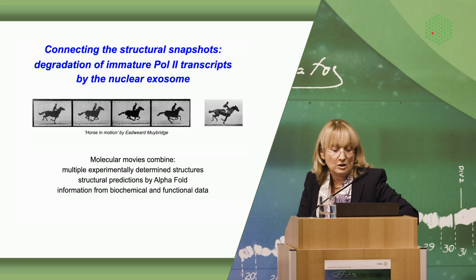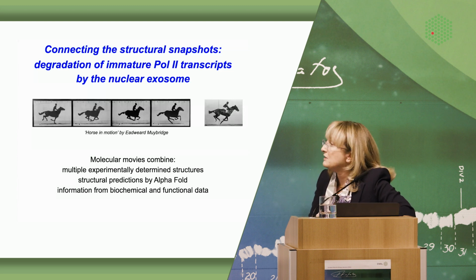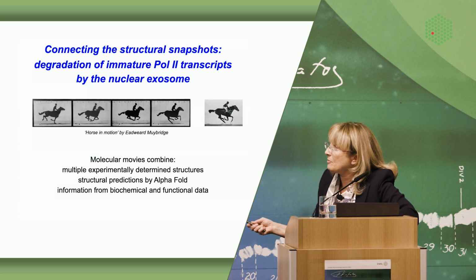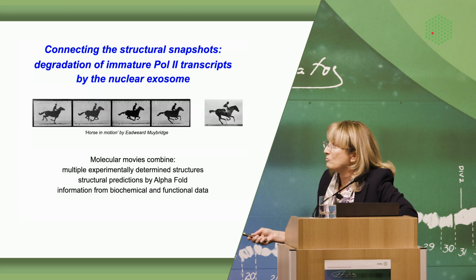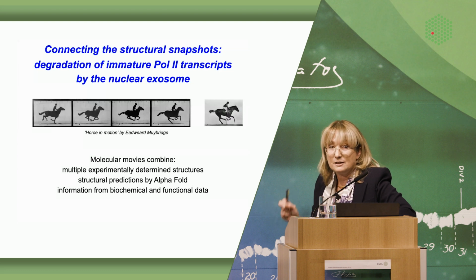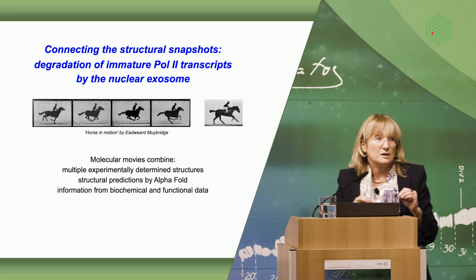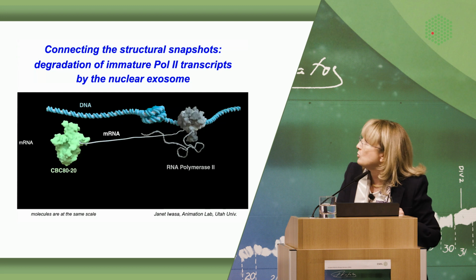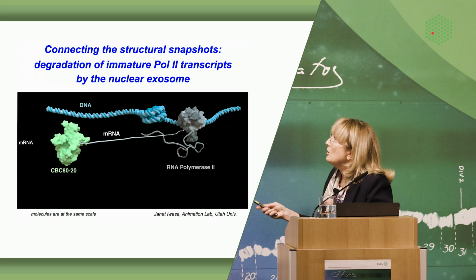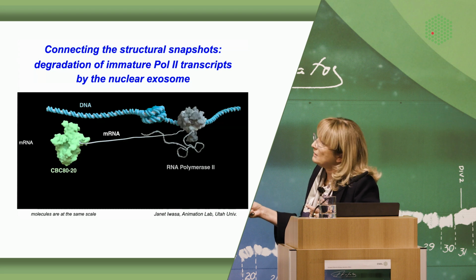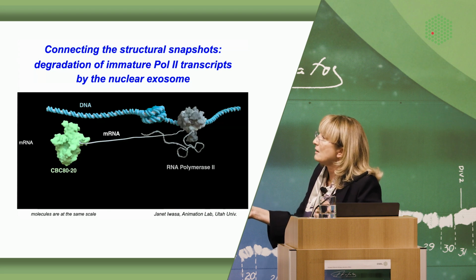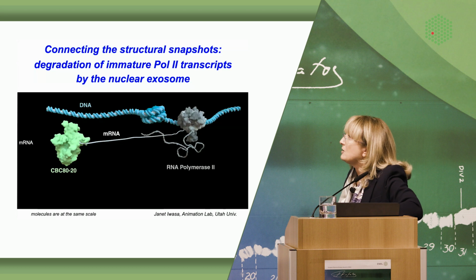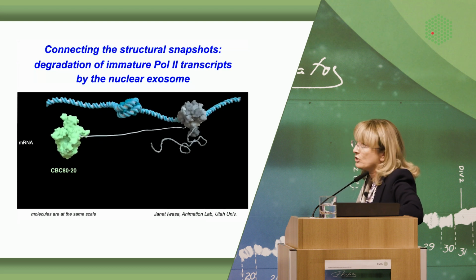And so what I'm going to show you now is a molecular movie. It's an animation that we have done with the lab of Janet Iwasa, where we combined multiple structures determined experimentally with predictions by AlphaFold, with information from biochemical and functional data that gives you an idea of what we think the process is molecularly, and gives us an idea what we do not understand yet. And so let me start the movie. So here you'll see polymerase II is in gray, the DNA is going to be in blue in this case, mRNA is white. It's already been capped at the 5' end with the cap binding complex. So let me play the movie. And now at this point, the molecules are on the same scale because they are based on real structures.